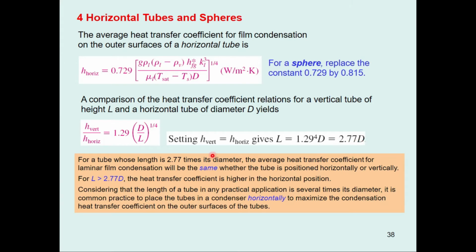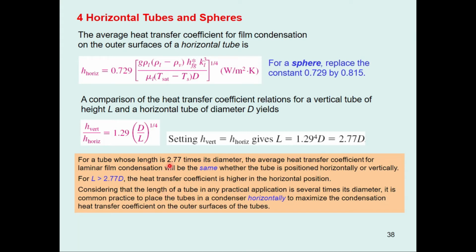This means that for a tube, we have said that for the vertical tube the height is L. For the horizontal tube we have said that the diameter is D. So ultimately, after solving this expression, the length of the vertical tube is equal to 2.77 times the diameter of the horizontal tube. So let's have a look at this description.